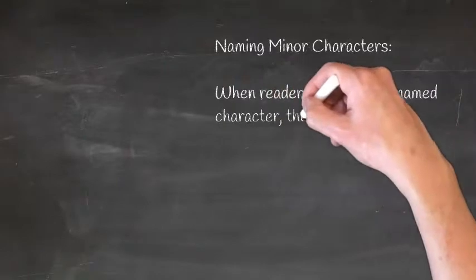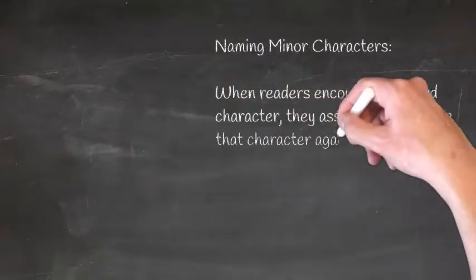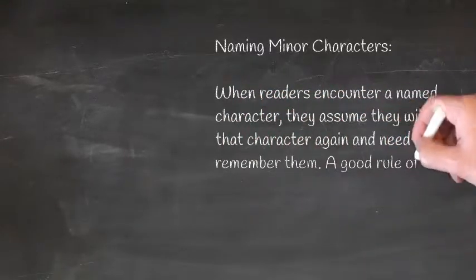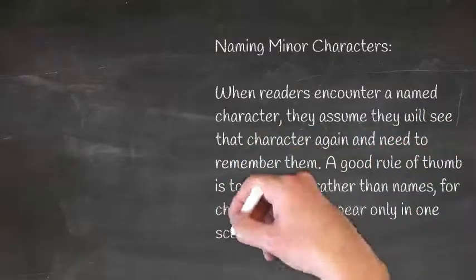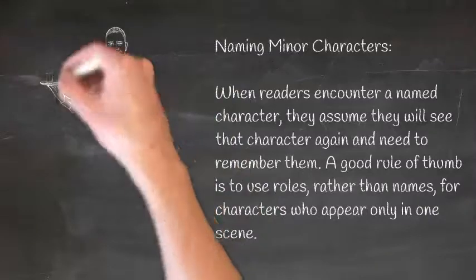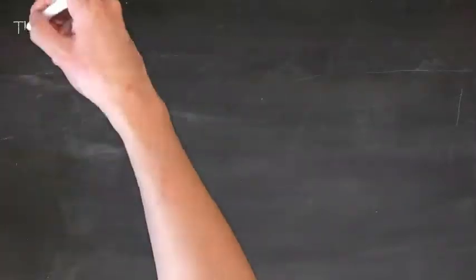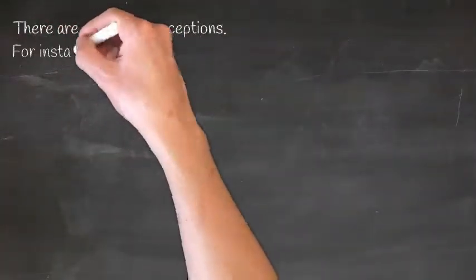Naming minor characters. When readers encounter a named character, they assume they will see that character again and need to remember them. A good rule of thumb is to use roles rather than names for characters who appear only in one scene. There are, of course, exceptions.